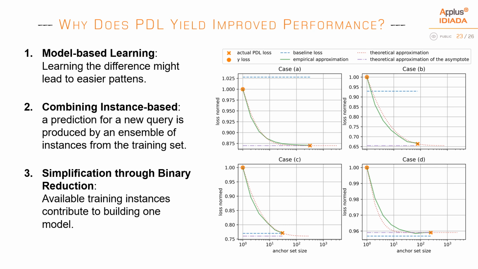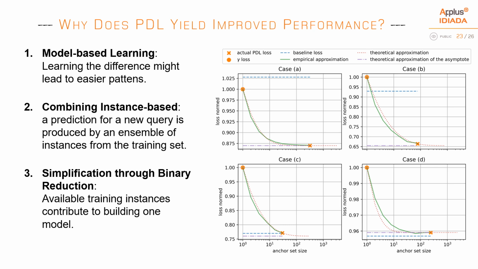For each dataset, we measure the baseline loss in blue, the PDL loss with a cross, and the gamma loss, which represents the PDL loss using only a single pair for prediction. In dataset A, the gamma loss already outperforms the baseline loss, showing that the ensembling effect wasn't even necessary for improvement. In dataset B, learning the difference alone isn't sufficient. However, the ensembling effect reduces the loss by 65%, allowing PDL to outperform the baseline.